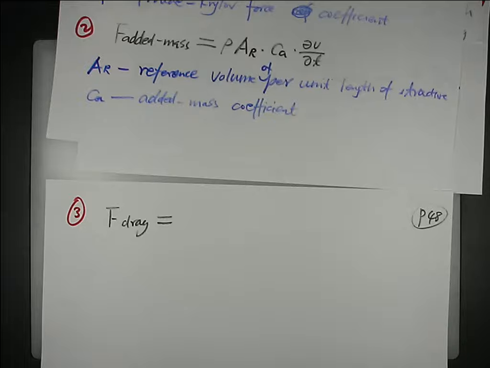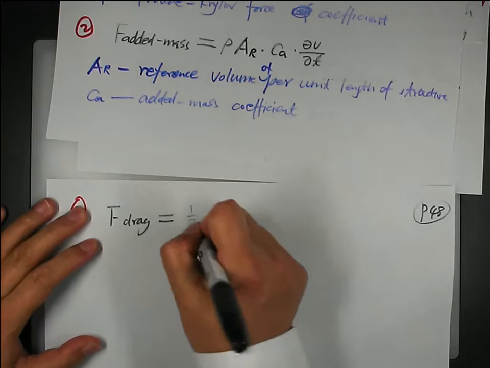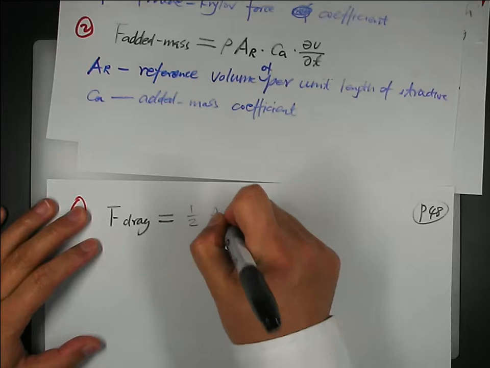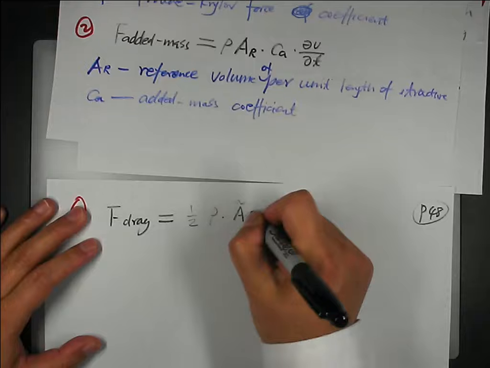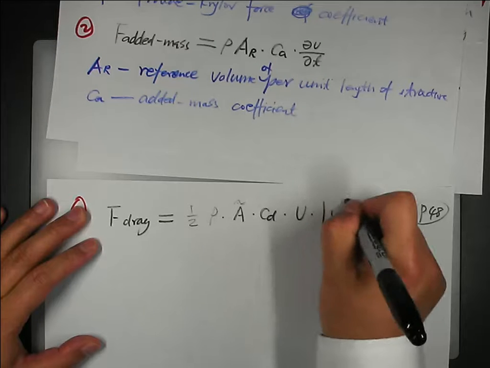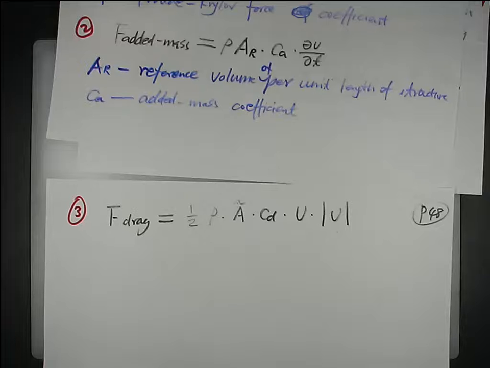So you know, in Morrison's time, I think many scholars studied this. Morrison is one of them, but finally Morrison proposed an empirical method. It does not follow this rule. It is half rho A CD U times the absolute value of U. U is the flow speed, horizontal direction, okay?